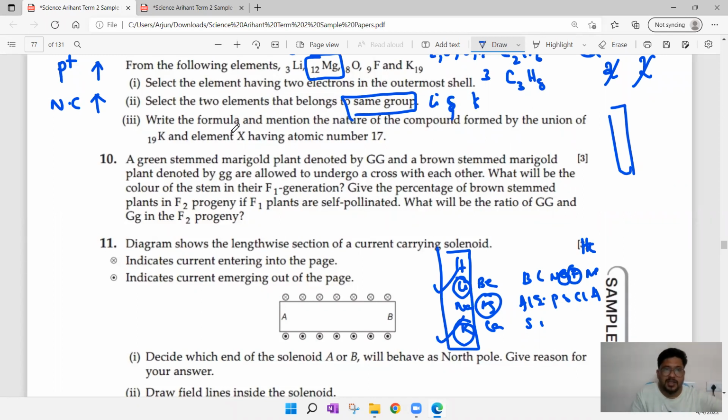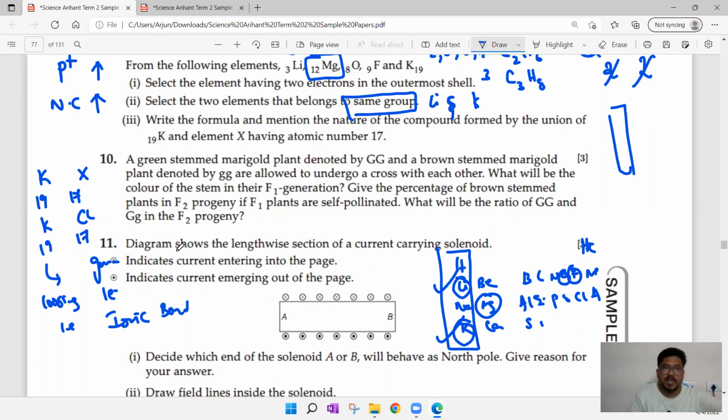Next, third one. Write the formula and mention the nature of compounds formed by the union of potassium, 19, and element X having atomic number 17. So potassium K, which is 19, and some element X with 17. 17 means it is chlorine, right? So Cl with 17, potassium with 19. Potassium is a metal, it will always lose one electron. Chlorine is a non-metal, it will always gain one electron. If it is sharing, we are talking about a covalent bond. Now losing and gaining of electrons refers to an ionic bond.